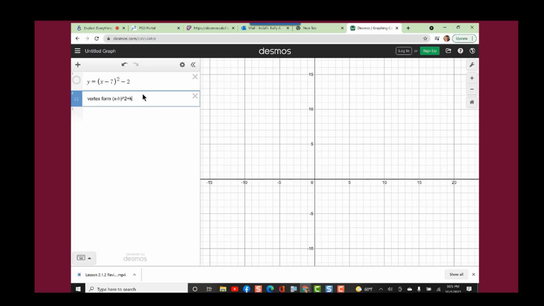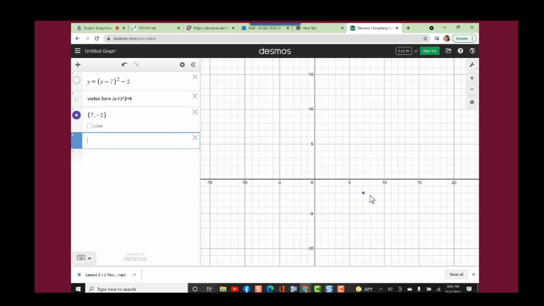So what we can tell from looking at this equation is that we have a minus h, which means my 7 is positive. That means I'm doing a horizontal shift to the right. So my vertex is going to be at (7, and then I'm going to look here. This is my plus k. Well, it says minus here, so that means we're going to go down 2. So at -2. Okay, and as you can see here, I've plotted my point. This is my vertex. I also know this opens up because this right here is positive.